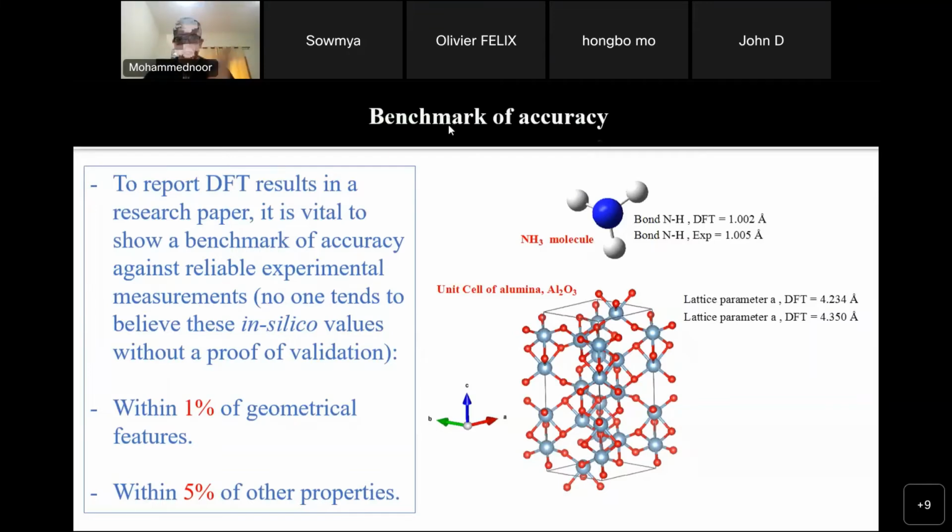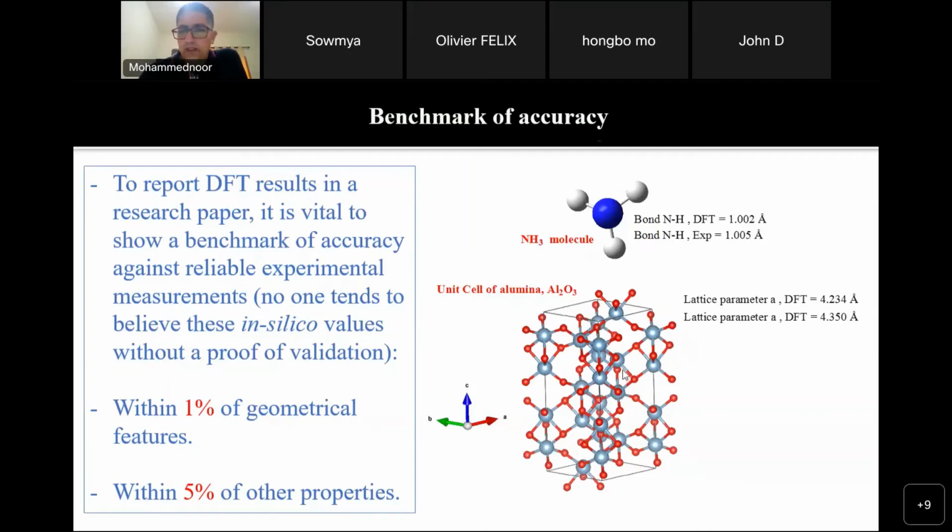Yeah, thanks. So before we report the result from DFT, or to give students confidence that this DFT will work, we have to report a benchmark of accuracy. So this benchmark of accuracy, the result obtained from DFT has to be within 1% of the experimental value. Let's assume I am doing an experiment on this catalyst, alumina. Alumina is used as a support in catalyst.